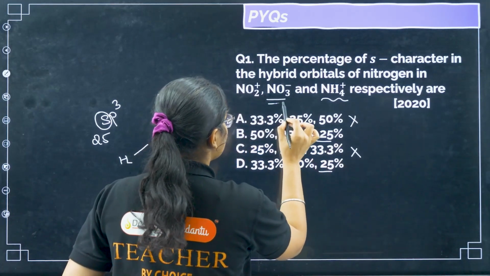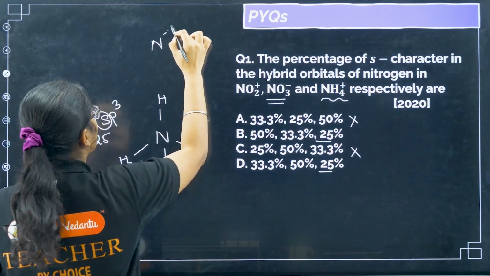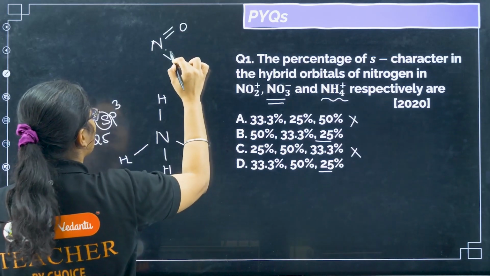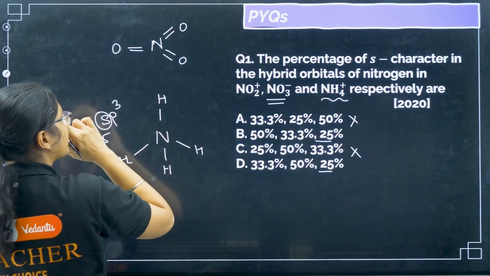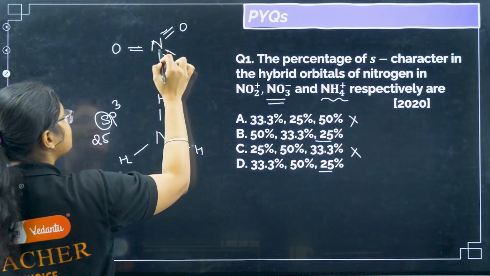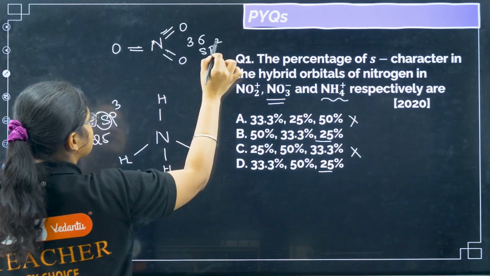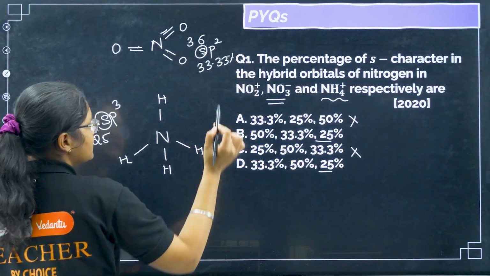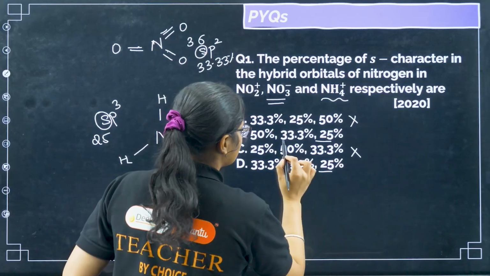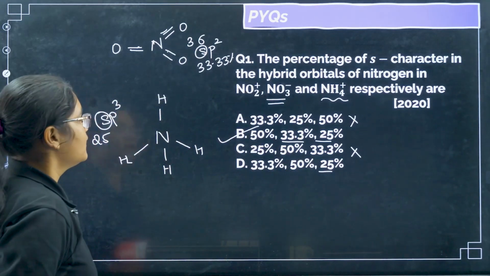Now NO3-. Here nitrogen has 3 sigma bonds, that means sp2 hybridization, so S character is almost 33.33%. So the second one has to be 33.33%, so option number B here.